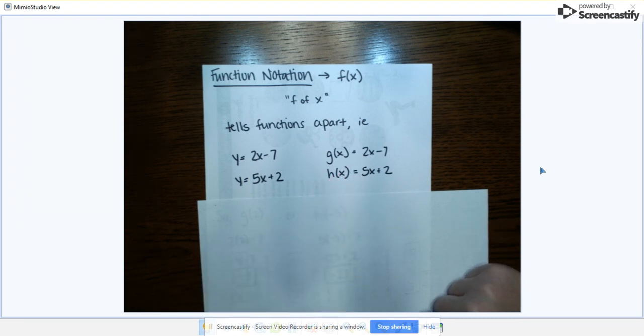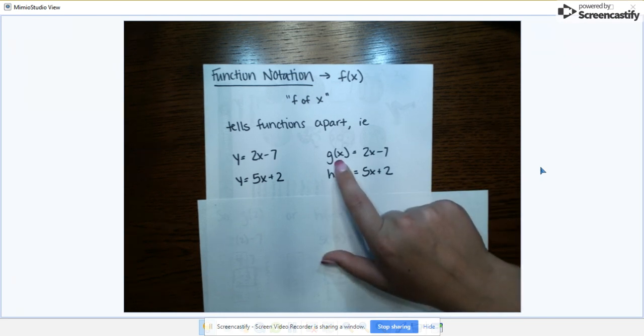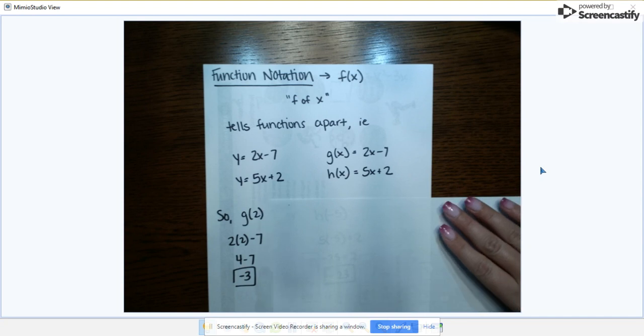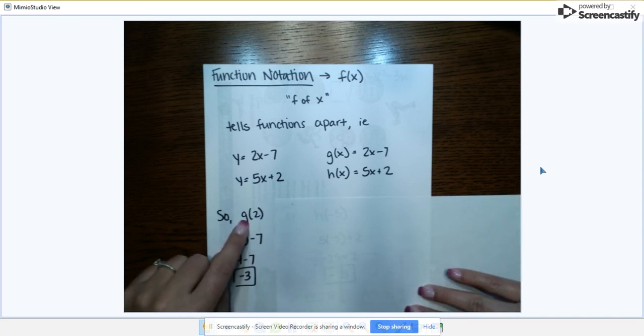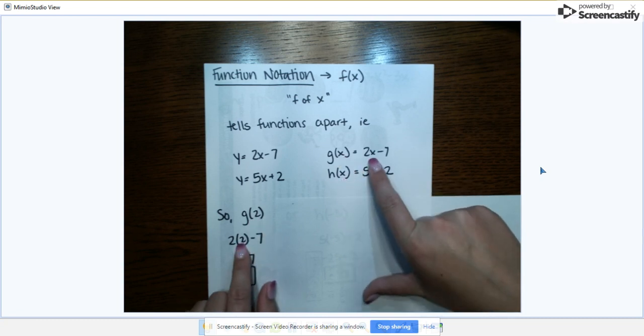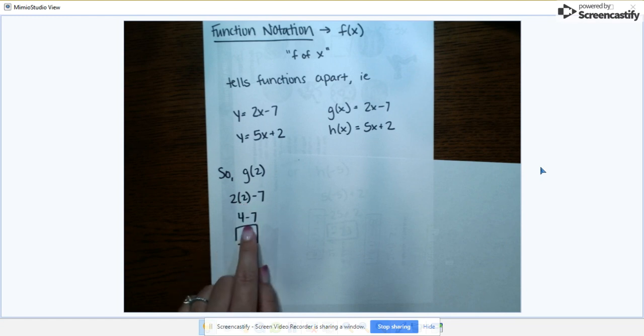Now I could say find g of 2, and you would know you're strictly looking at this function. So here is g of 2. That means that wherever this x was located, now I'm going to plug in a 2. So instead of 2x, I have 2 times 2 minus 7. And then we just simplify that down to -3.